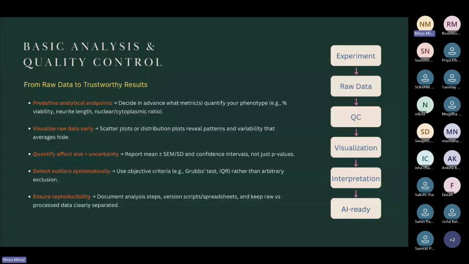But yeah, I would say these 5 pointers are basically your backbone for basic analysis in QC. Predefining analytical endpoints, visualizing raw data early, quantifying effect size plus uncertainty, and detecting outliers systematically. And obviously, at any point, not just your analysis and QC, you have to make sure that everything is reproducible. So document, document, document.